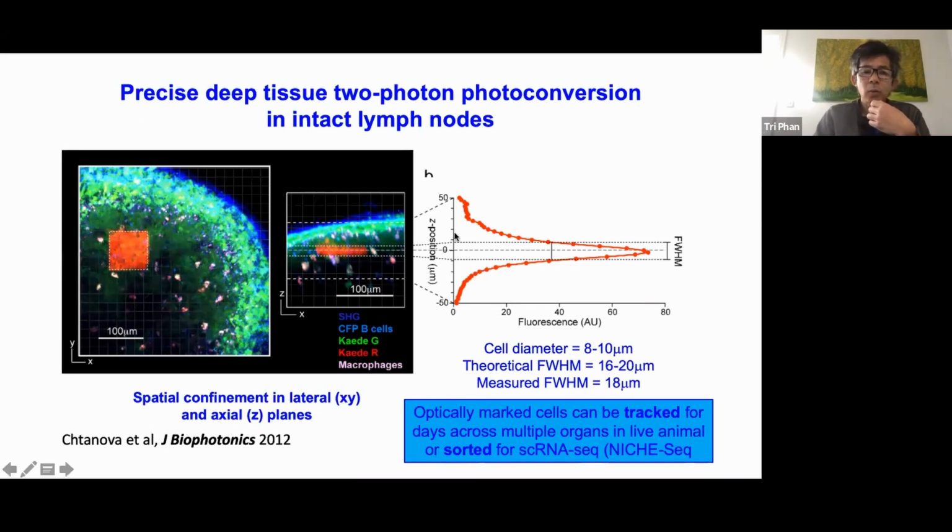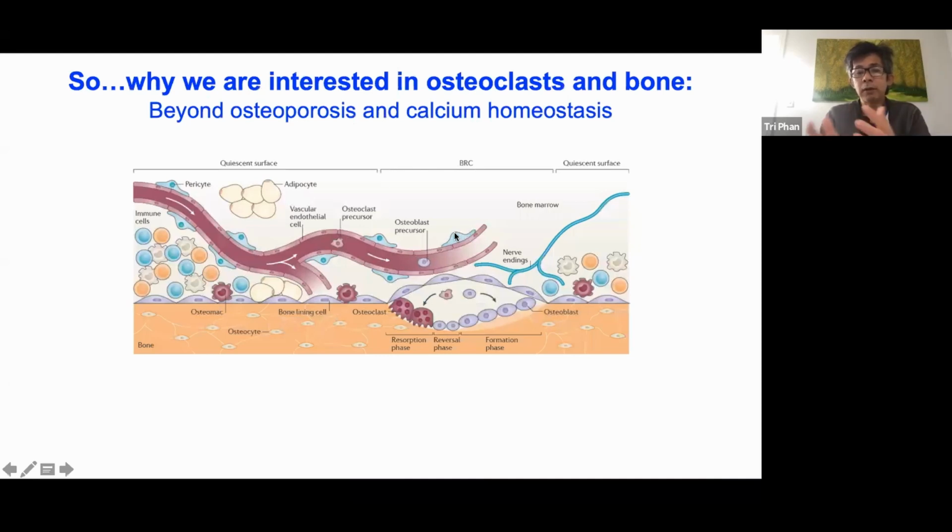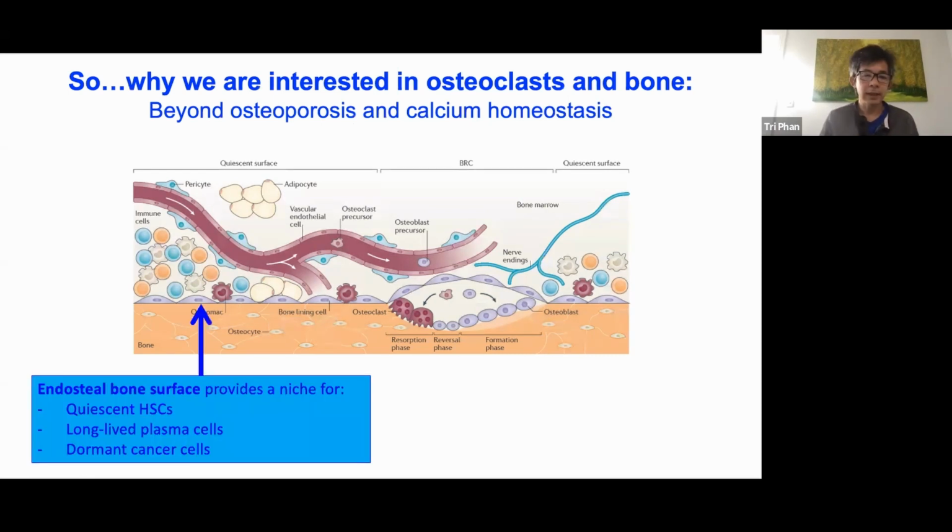So why would we be interested in bone? Bone is a really important site because that's where the long-lived plasma cells go, and that was originally why we became interested in bone. But in the course of our work, we collaborated with Peter Croucher, who is a bone biologist. What became really obvious was that the endosteal bone surface is a really important niche, a site of residence for not only our long-lived plasma cells, but also hematopoietic stem cells.